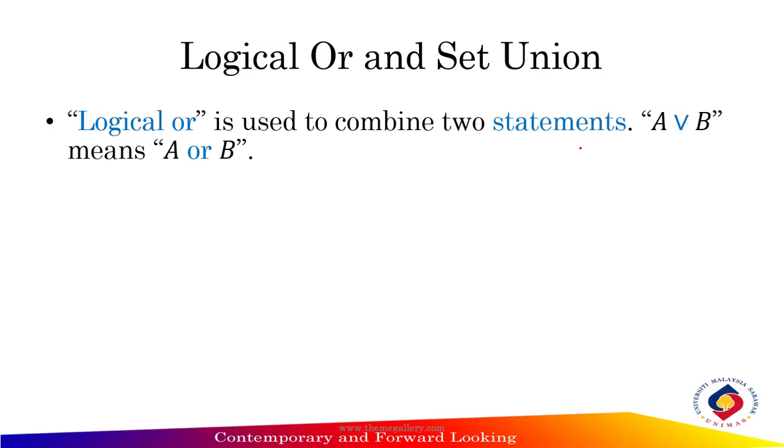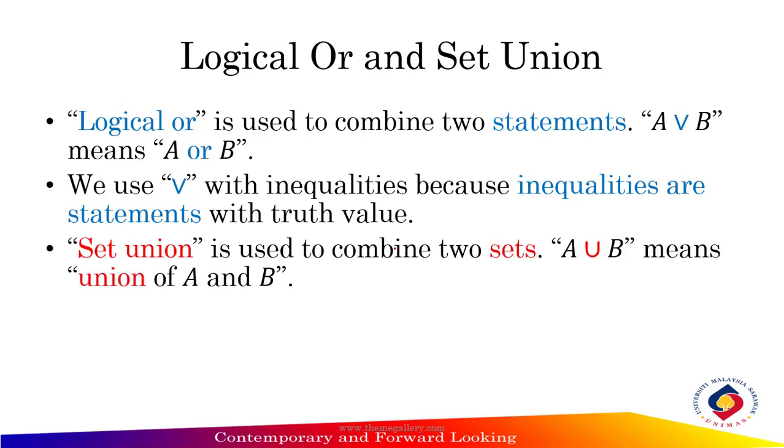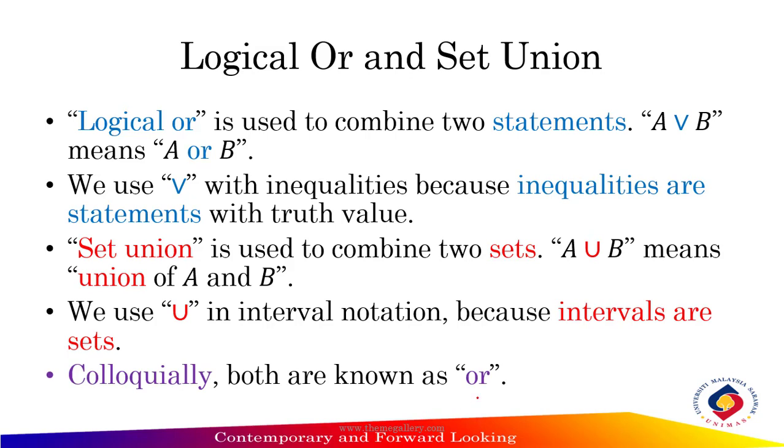Logical OR and set union. Logical OR is used to combine two statements. A or B means A or B. We use logical OR with inequalities because inequalities are statements with truth value. Set union is used to combine two sets. A union B means union of A and B. We use union in interval notation because intervals are sets. Both are known as OR. Either you use logical or set union.